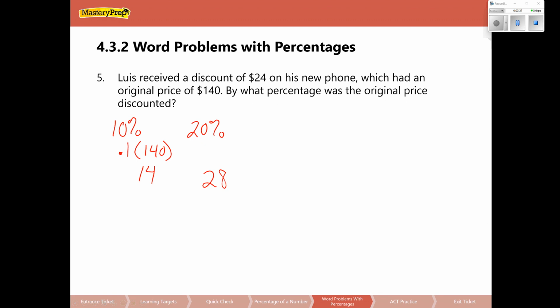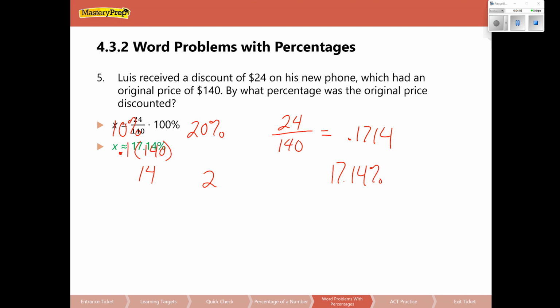Now, the correct way to do this is dividing 24 by 140. And then moving it 2 decimal places to the left. Because this here would be approximately 0.1714 or 17.14%. But again, if we can manipulate the decimal numbers, we can figure out or approximate what we are expecting it to be.